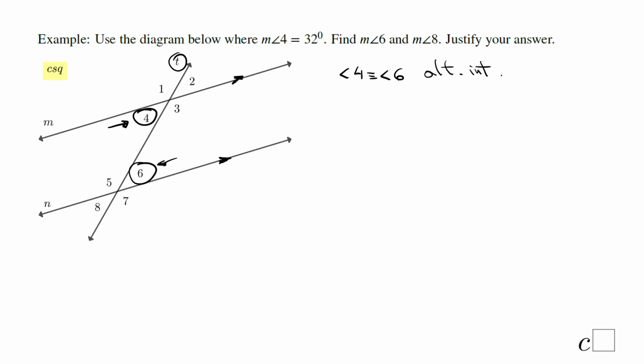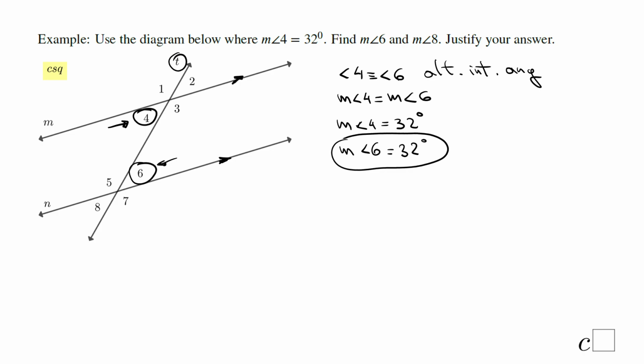So now we justify the answer. Now we can write the next statement, which is the measure of angle 4 equals the measure of angle 6. And since the measure of angle 4 is 32, how much is going to be the measure of angle 6? The same, because they are congruent. Okay, so now we can write a short proof to come to this idea of angle 6 being 32.